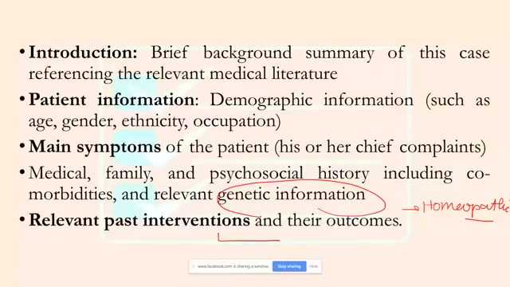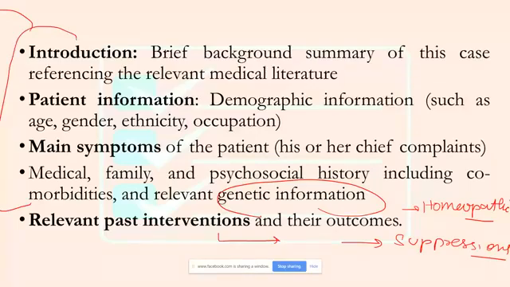Past interventions and their outcomes. What is this? It refers to suppressions. So as you can see, all these things refer to 83 to 104, how the case should be written.